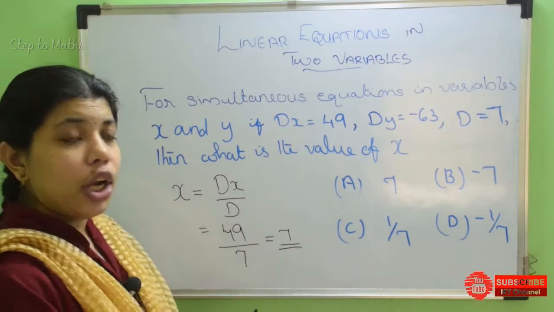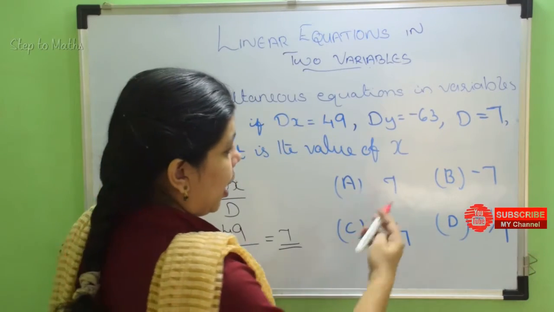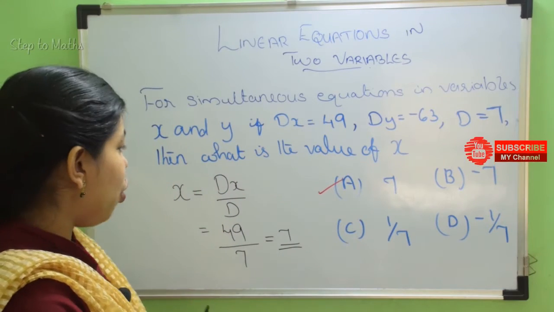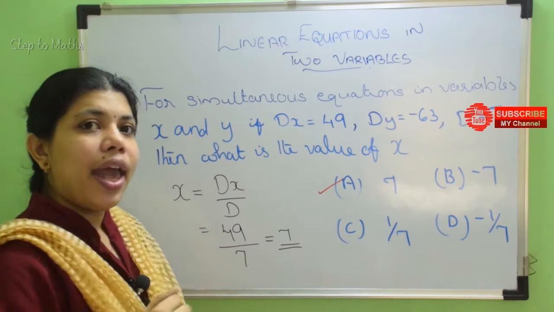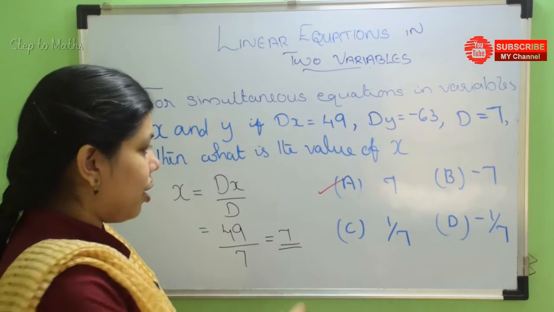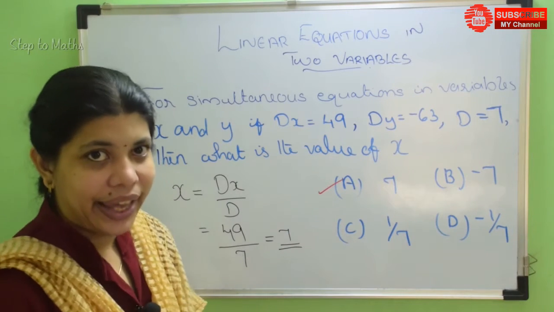So from the given options, option A, 7, is the answer. The value of x is dx upon d and the value of variable y is dy upon d. So our correct option is option A.